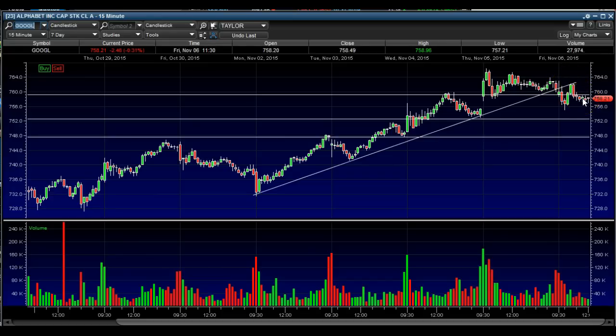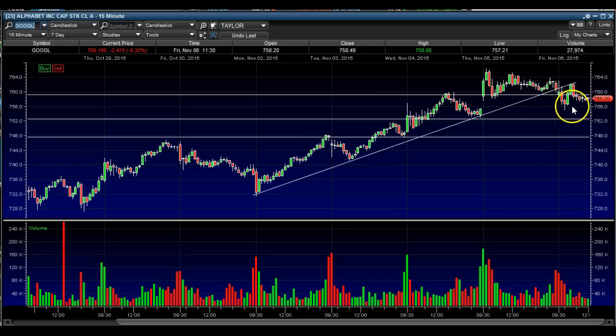So it kind of feels like Google and the rest of the market is just going to chop around for a little bit. I definitely don't like it long at the moment. I definitely am leaning short. But again, I feel like it's probably going to chop around the 760 area, 758 area for the rest of the day. We'll see how that goes, but definitely like it for either chopping around or shorting.